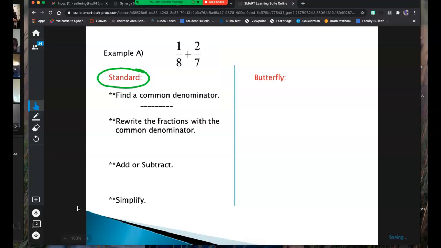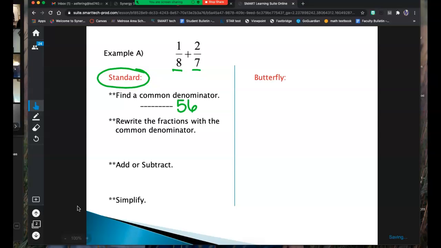Okay, common denominator means a factor or a multiple that both 8 and 7 have in common. Okay, what's a factor or a multiple that both 8 and 7 have in common? Type it in the chat or just unmute yourself and say it. Anybody know? So a multiple that 8 and 7 have in common is 56, right? So a few of you put that in the chat, thank you.